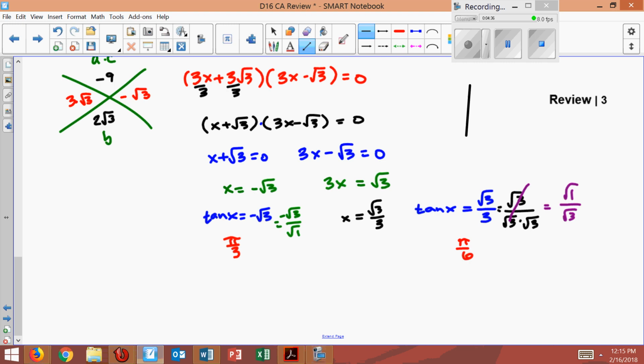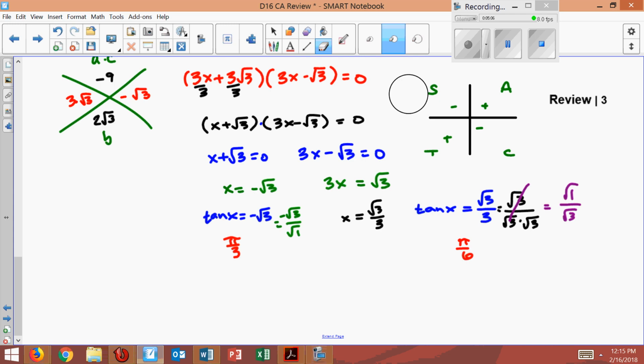I'll put up a little graph here. I'm going to label this all students take calculus. This answer says we need a negative square root of 3. That means tangent has to be negative. So we're looking, tangent's positive in these two, positive and positive. Here it's negative and negative. So I'm looking for the pi over 3 that would be in this quadrant. So what's the pi over 3 here? If it's almost 1 whole pi, it is 2 pi over 3. This answer would be 2 pi over 3. Over here, it's almost 2 pi, just a little bit less. So this one would be 5 pi over 3.